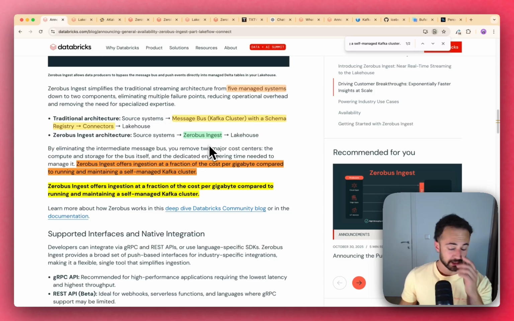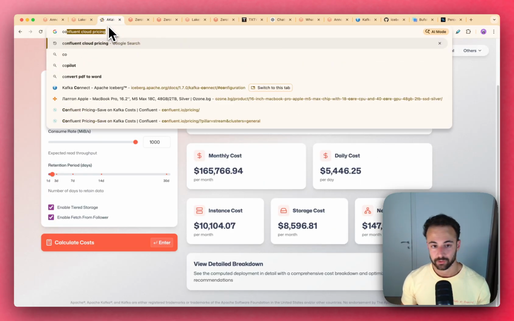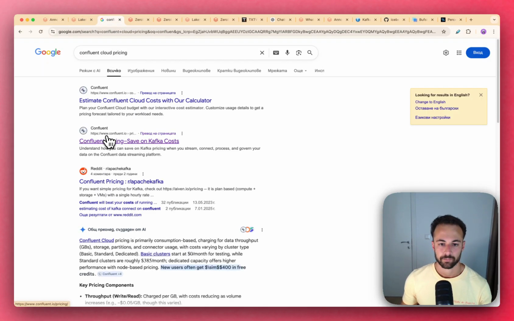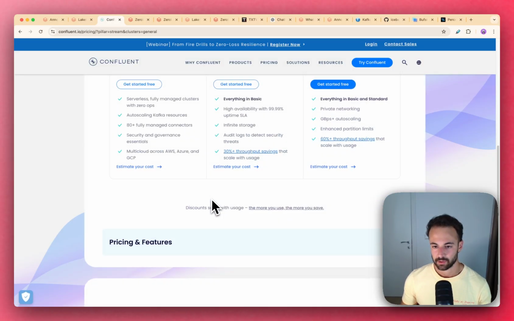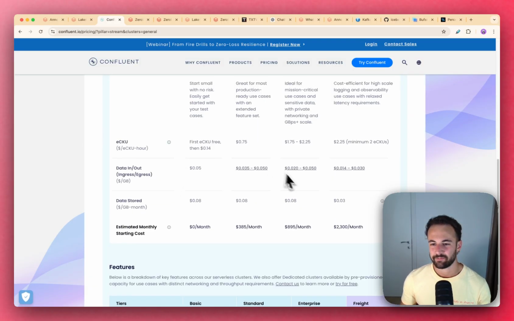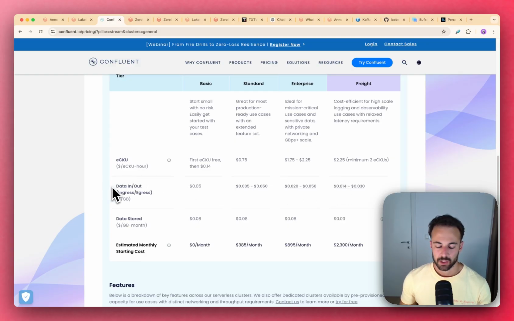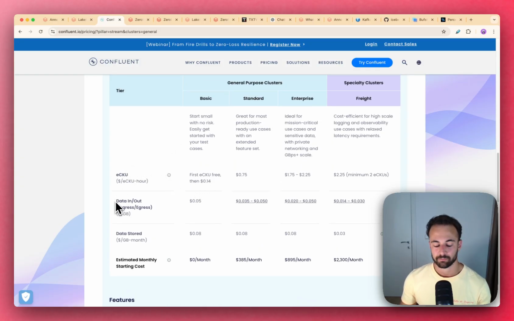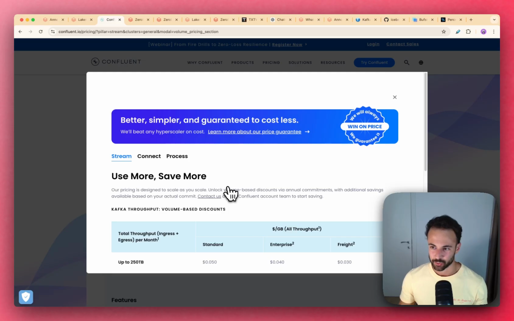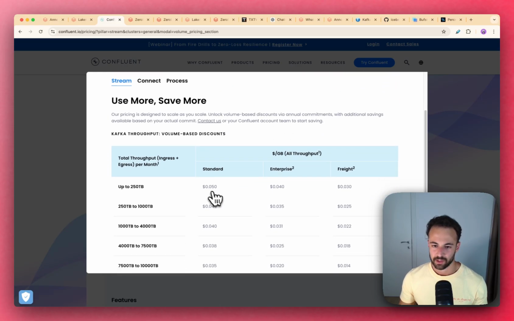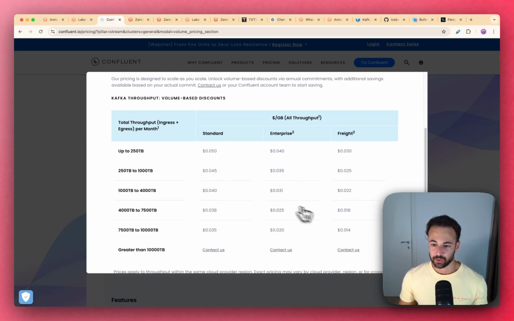Even if we compare to another serverless offering like Confluent Cloud, if we go on their prices, we'll see that their prices vary greatly, which is problematic. But they charge you on data in and data out. And if you were using Confluent to write data to a Delta Lake table, you would have to pay both. Let's say you're doing 1 gigabyte a second. You have to pay for 1 gigabyte to go into Confluent, then 1 gigabyte to go out of Confluent. And their pricing is really difficult to understand. But as you can see, it's volume-based.